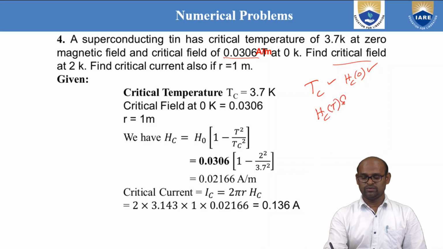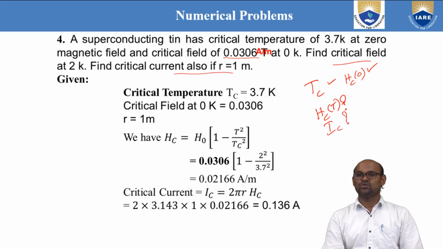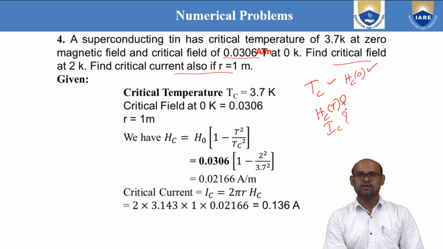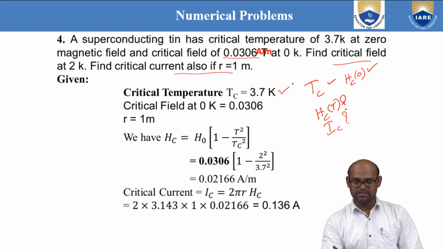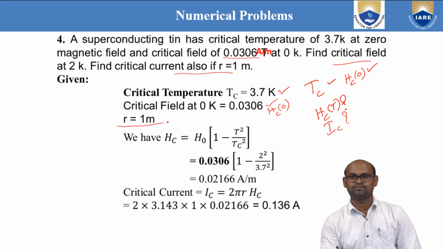Hc of T we need to calculate. And then once we calculate the critical field, we also need to calculate current IC. These two parameters we need to calculate. I will start with the given. Given critical temperature is 3.7 Kelvin, the transition temperature. Critical field at 0 Kelvin is 0.0306, so that is Hc of 0. And the radius of the superconducting ring is given as 1 meter.